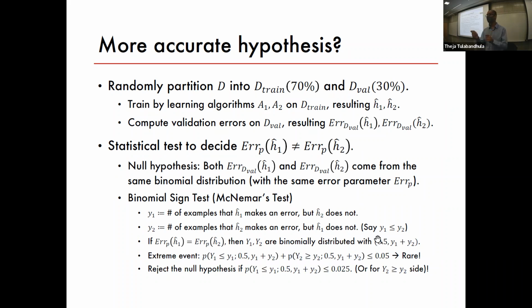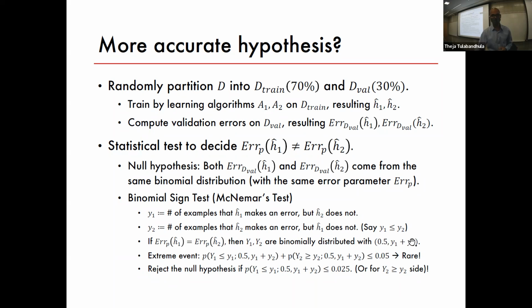So if you think of a Bernoulli model, if both are supposed to be the same, then half the time one of them should be better and half the time the other one should be better. Okay, so that's what's happening here. So we'll say the null hypothesis is driven by this binomial with 0.5, and the number of trials here is y1 plus y2. Because y1 was where one did better than the other, and y2 is where the second one did better than the first one.